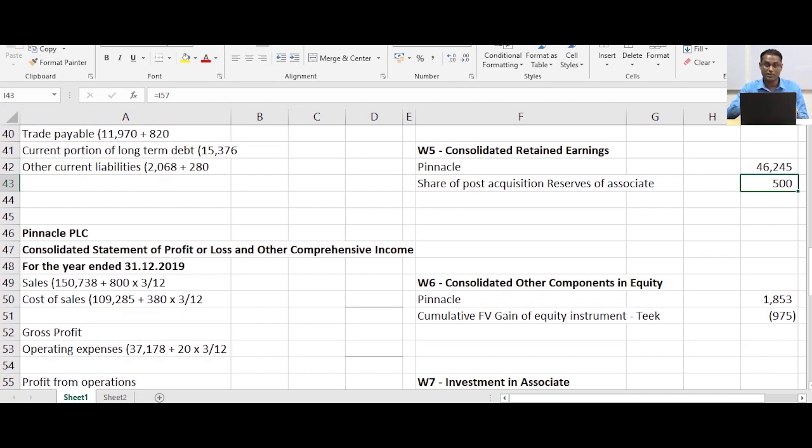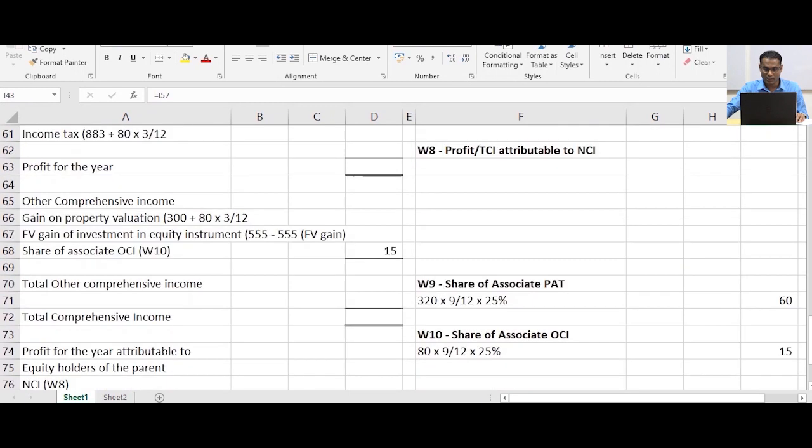Then even in the income statement you have to equity account the investment in Teak for 9 months. So in the income statement, in working number 9, share of associate profit after tax, I looked at the income statement of Teak where the profit for the year is 320. First 9 months you have to equity account that. So you have to time apportion 320 into first 9 months, 9 upon 12. Out of that, 25% is taken to the consolidated profit or loss as share of associate profit after tax.